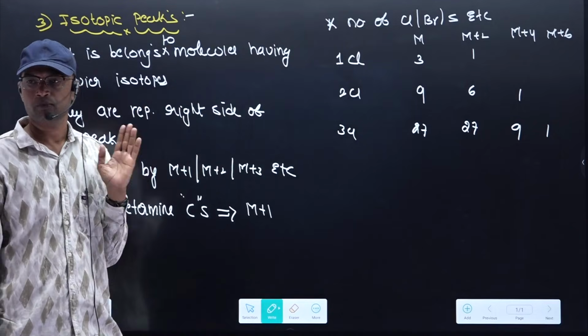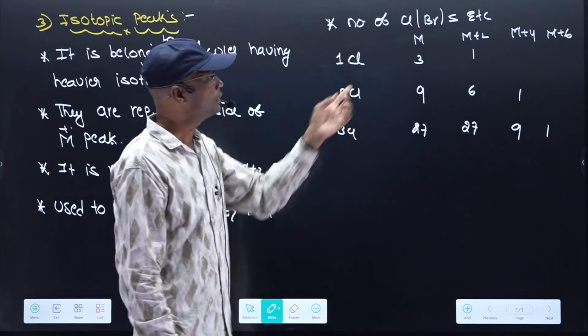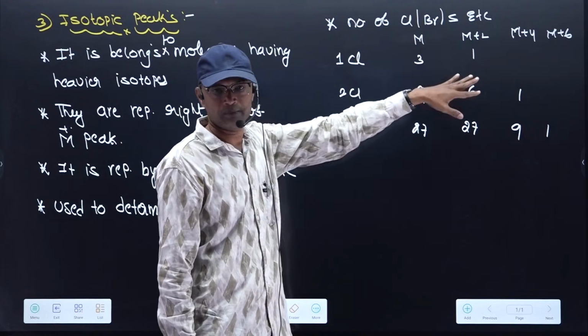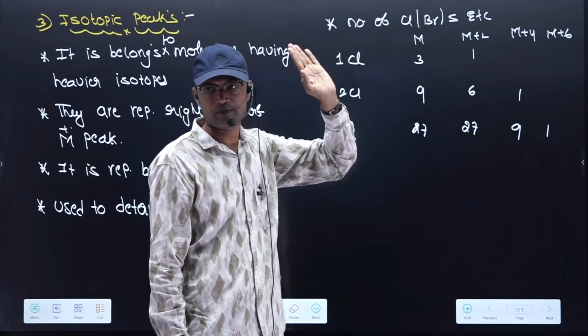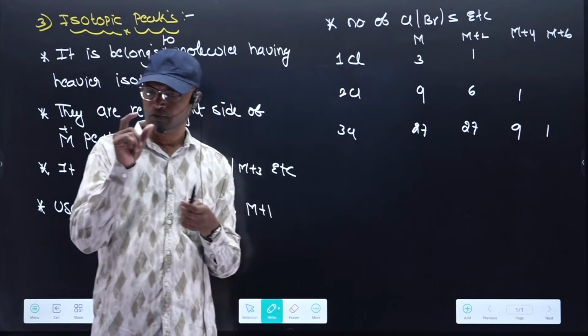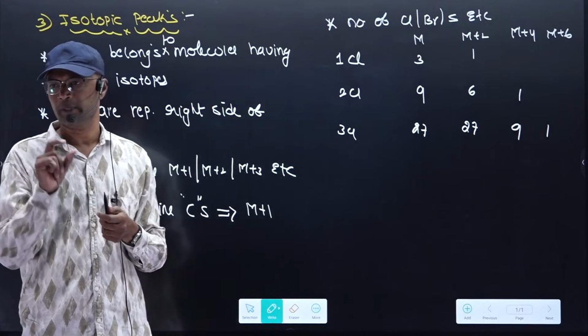Not only the number of chlorine, bromine, sulfur, but whether an isotope is there or not can also be determined by the isotopic peak. Not only the number of chlorines. So maybe the molecule carries 1 chlorine, 2 chlorines, or 3 chlorines. That information is given by the molecular ion and isotopic peak.